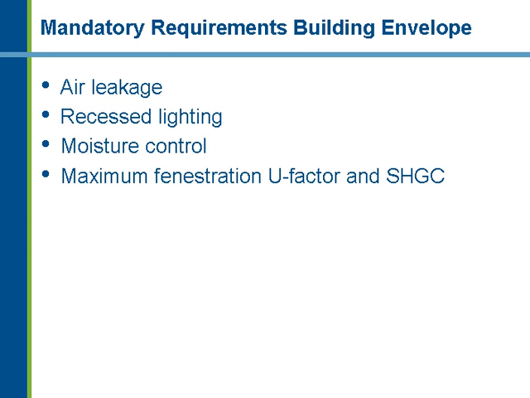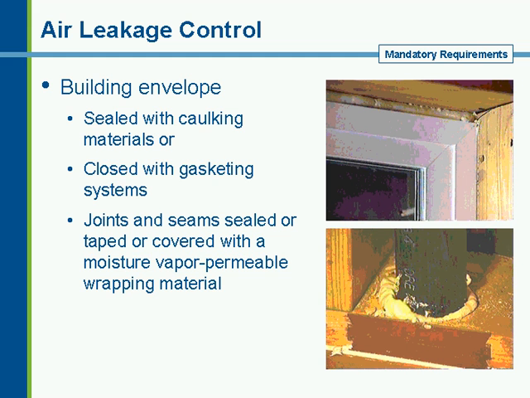So let's take a look now. We're talking about mandatory requirements in the building envelope. What are they? These are things that cannot be traded off no matter what compliance approach you're using, which is your air leakage, your recessed lighting, moisture control, and then the hard limits that were discussed a little bit in detail, which is your maximum fenestration U factor and solar heat gain. So let's take a look at these in more detail.